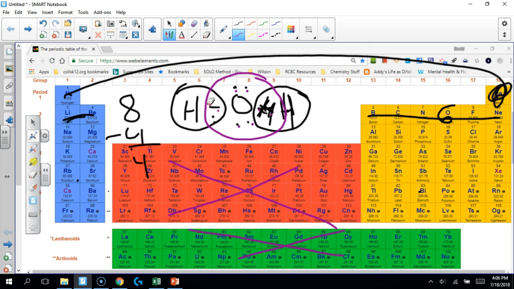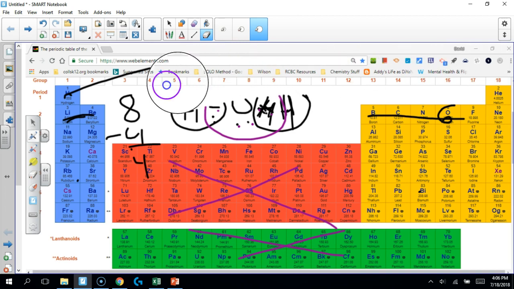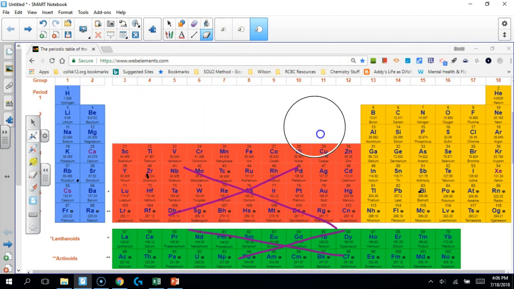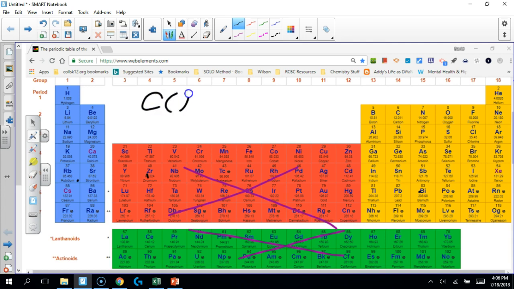Okay, let me do another. I'm going to follow the same steps. So we're gonna do CCl4. So this is carbon and chlorine.